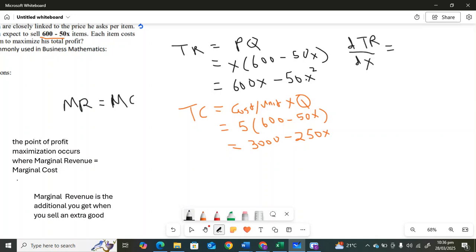Have we forgotten how to derive? Mr. Foster, Mr. Kwam, yes? Yes. 600 minus 100x.